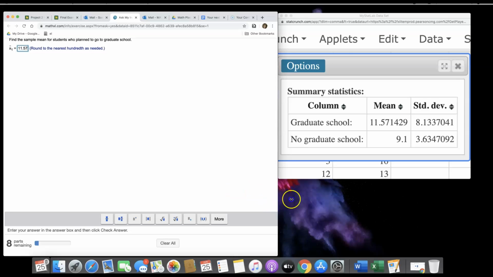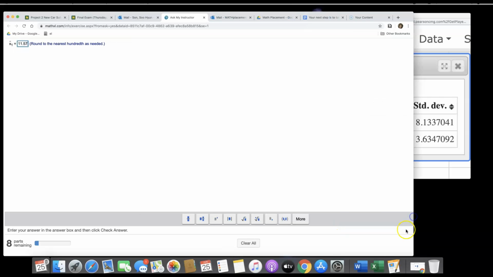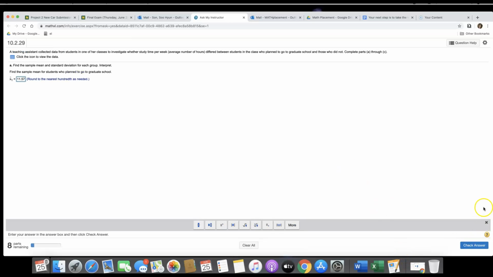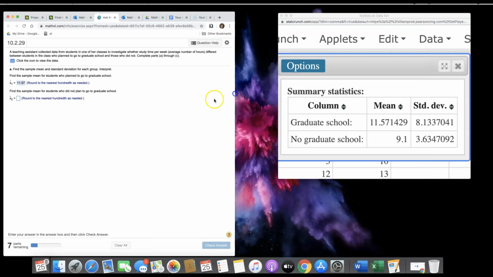So let me go ahead and type that in and click on check answer. Why is that button running away from me? Let me see. Try to zoom out. And that is how you find the mean. Let's see, what else do we need? The mean of the second group is 9.1. So they study a little less, huh? Maybe they're not going to grad school, so they're not studying as much.